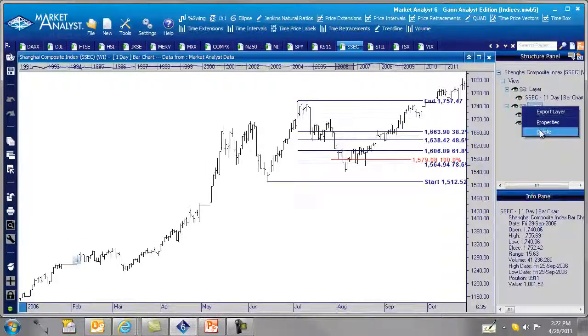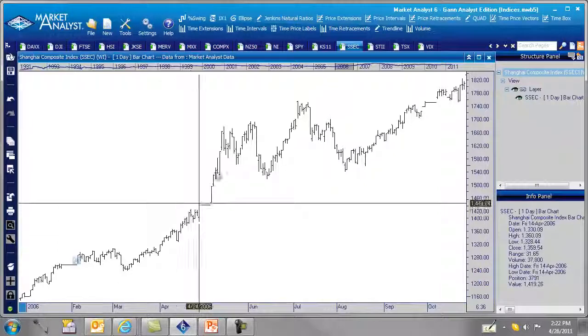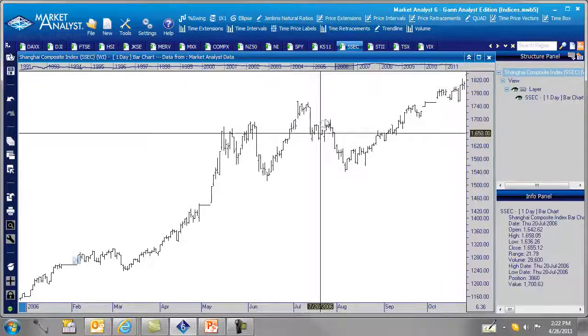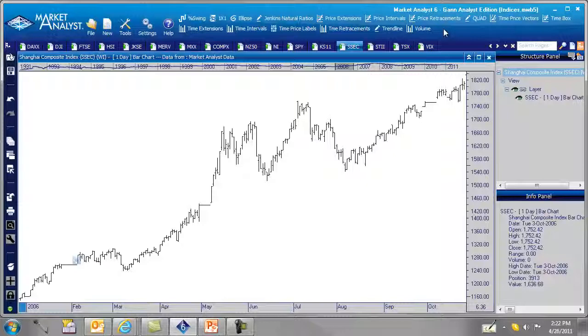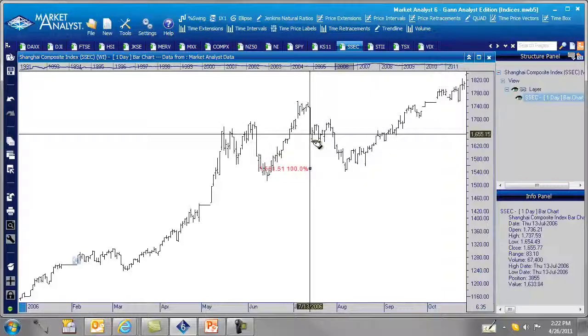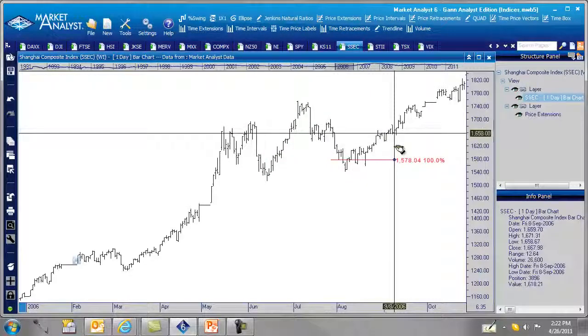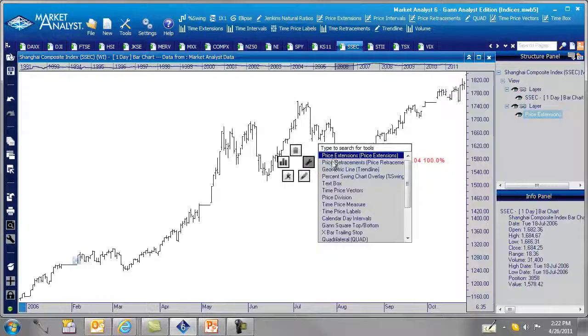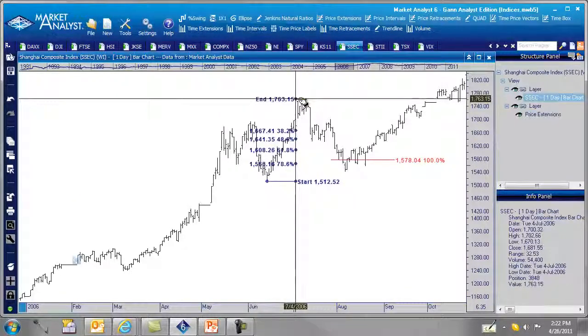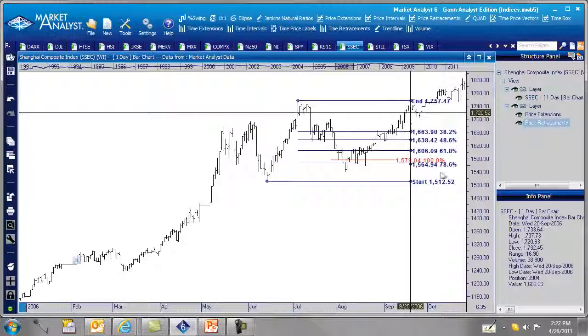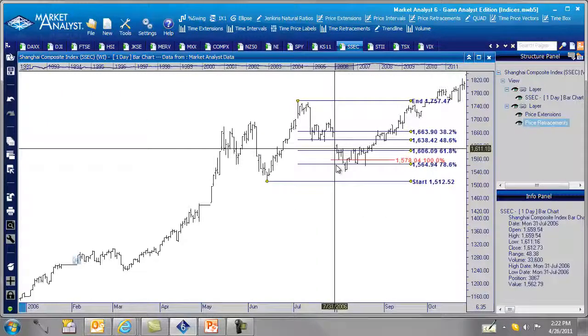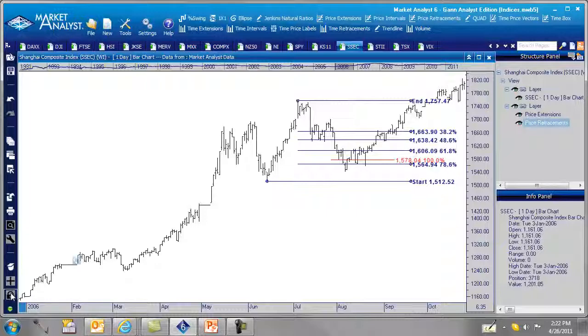Turn off the layer. Okay, obviously a trend continuation. Trend, counter trend. AB equals CD. Price extension, high, low, high. There, retracement, low, high. Okay, red line is close to 786. That is a TCG 786 Gartley pattern right there. Would have bought at 1,564, stop below 1512.